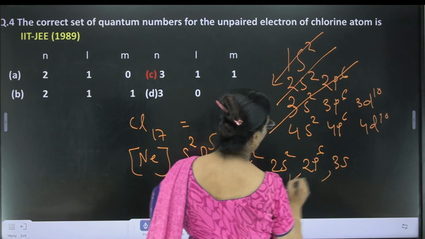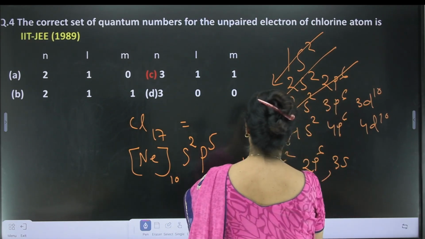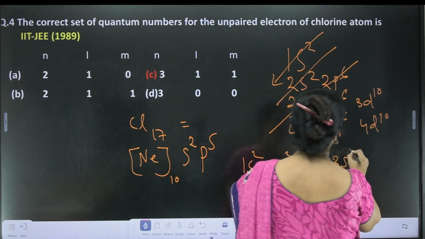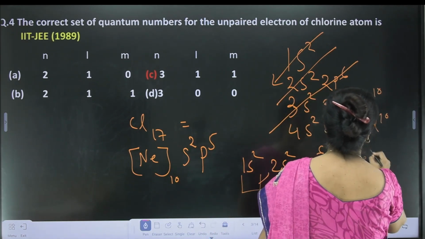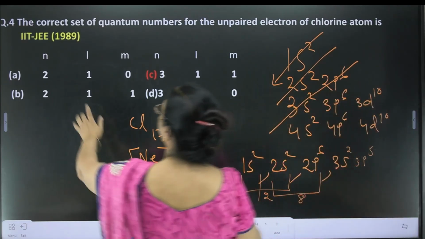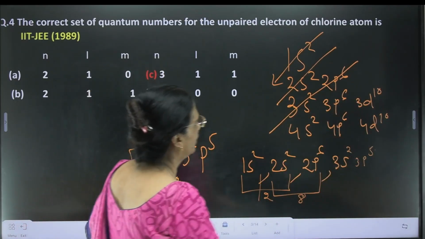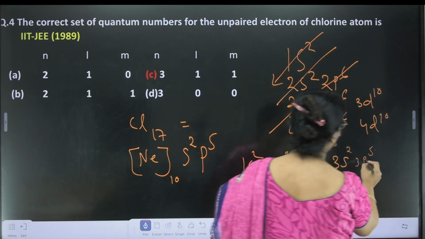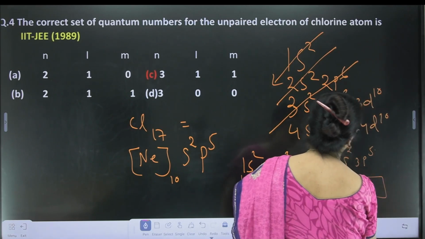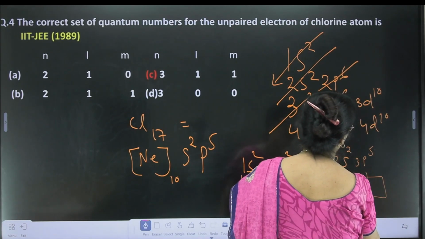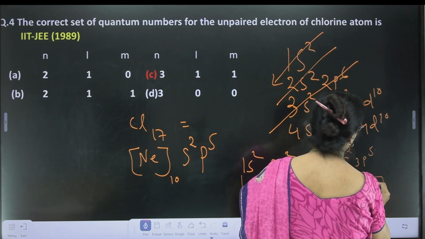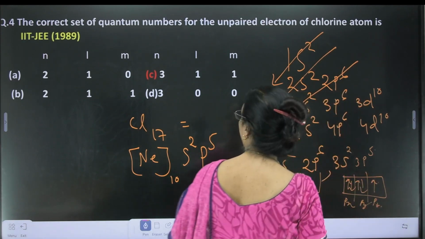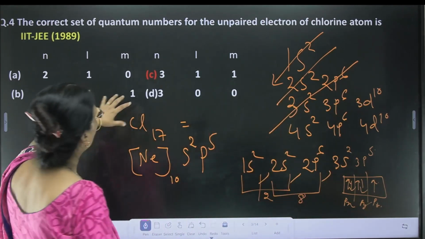It is 2. First shell 2 electrons, then 2s2 2p6, it is your 8 electrons, 3s2, 3p5. Now, the question is the correct set of quantum numbers for the unpaired electron of chlorine. So, in 3p5 you are having the unpaired electron, okay. So px, py, pz, suppose you are taking, then you are having the answer.